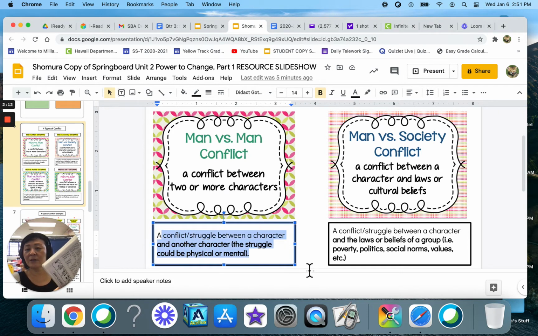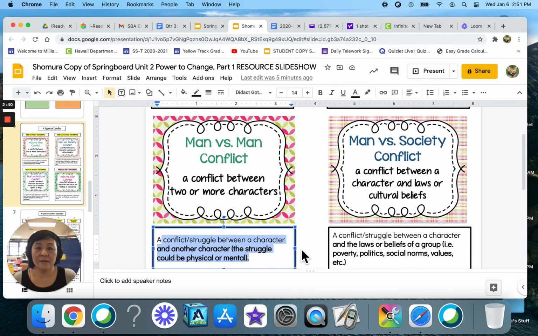Okay, so all this that I'm highlighting, you're going to write it under the flap that has the 2 people on it, man versus man. Okay, so that is the definition. All right. So go ahead and do that. And remember, wherever your page is, it's okay. Just make sure you're writing the correct note under the correct flap.